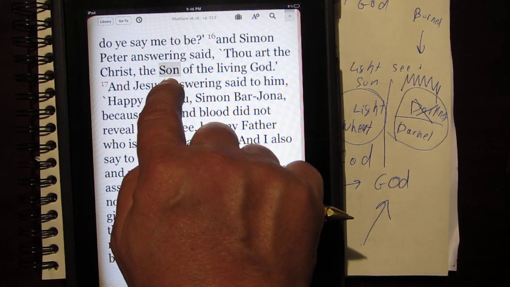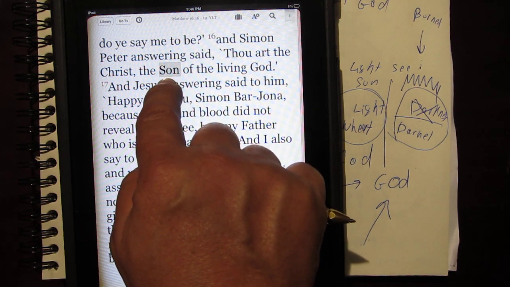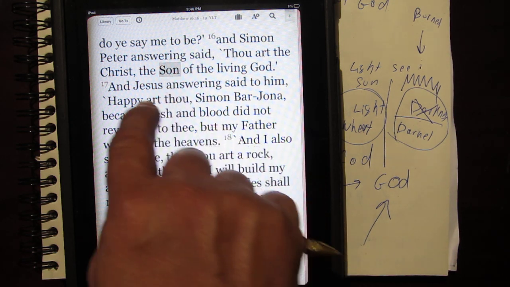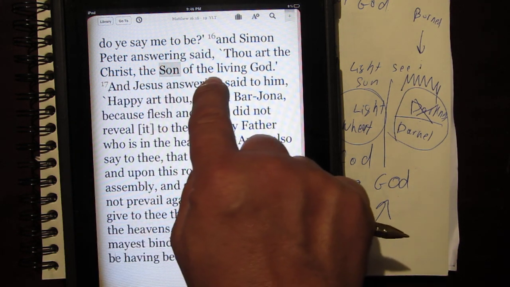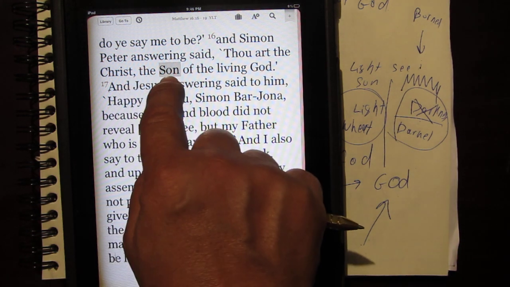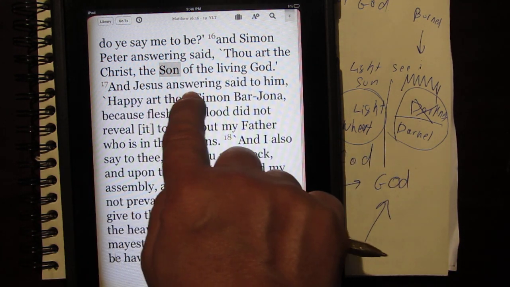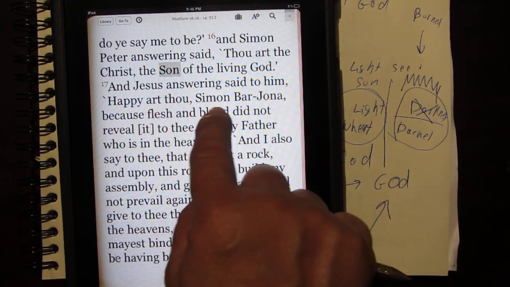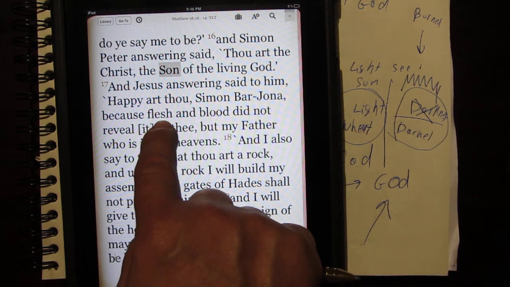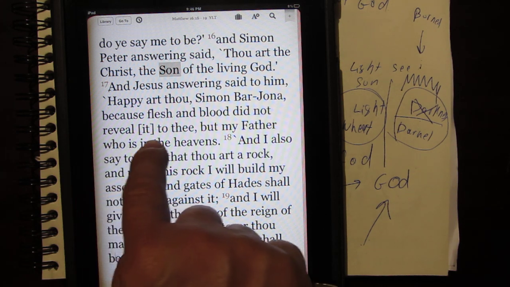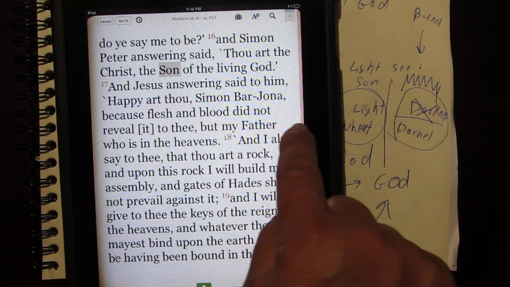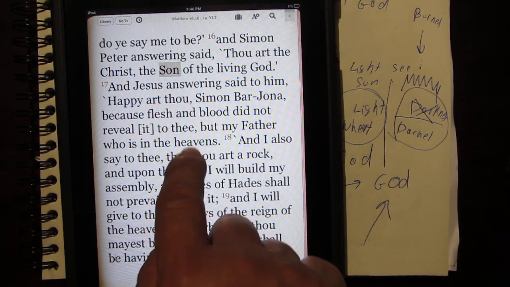Jesus is the light. And the judgment is light shineth in darkness, and darkness could not perceive. Christ, the Son of the living God, the light of the living God. And Jesus answering said to him, "Happy art thou, Simon Bar-Jonah, because flesh and blood did not reveal to thee, but my Father who is in the heavens."